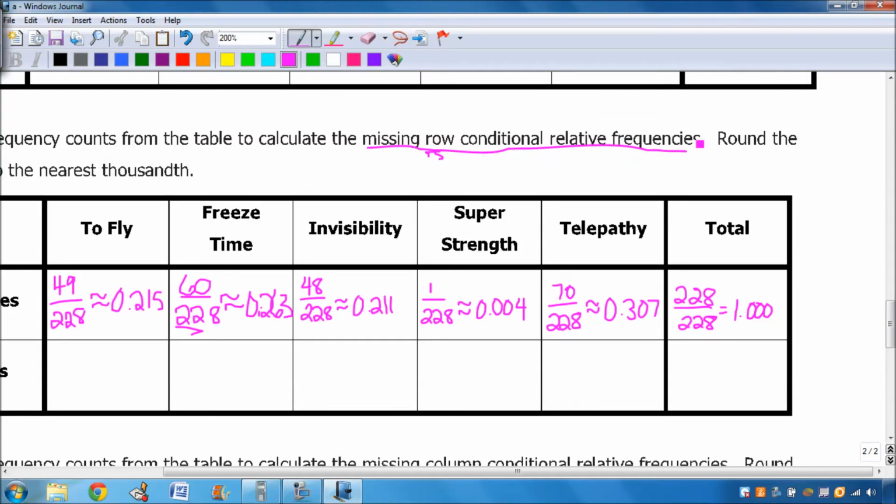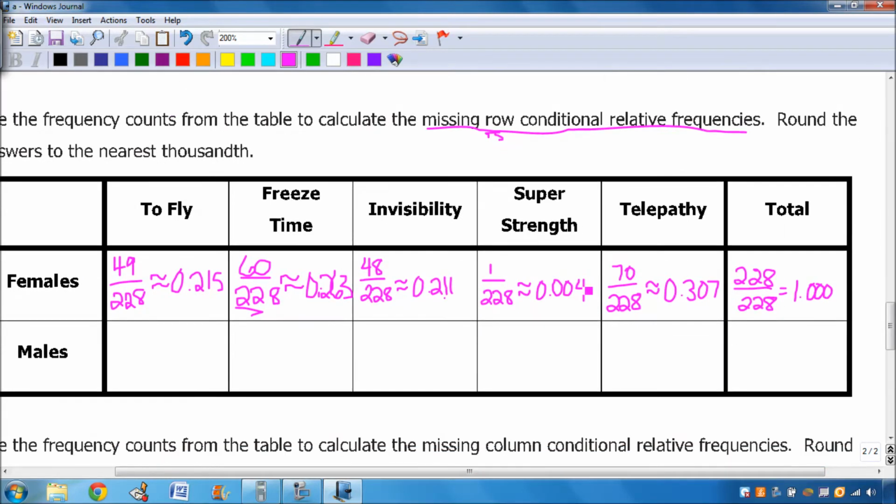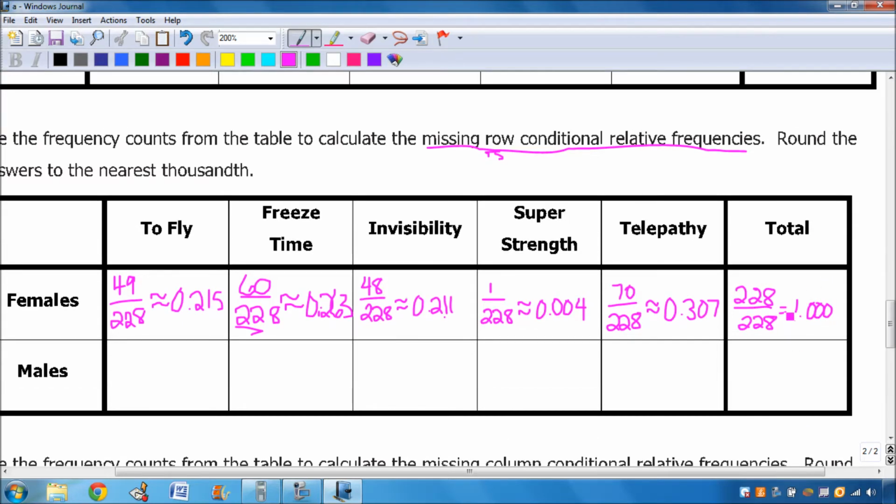All right, ladies and gentlemen, so you should have gotten these answers right here: 0.211, 0.004, 0.307, and then 1.000. Now this you should have gotten one whole, which should make sense to you because 100% of the females that were surveyed were female. So it should be 100% right here. This means right here that 0.4% of females chose super strength. This means that 21.1% of females chose super strength, and this means 30.7% of females chose super strength. Now I want to confirm that I got this all correct.